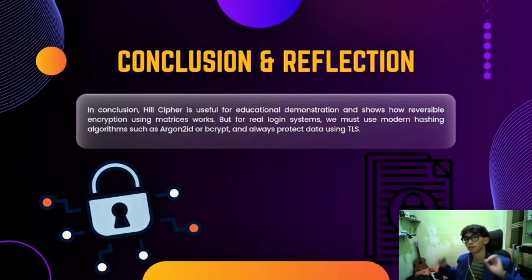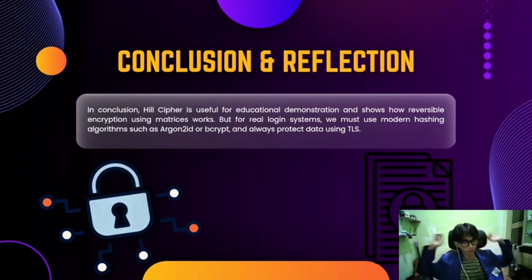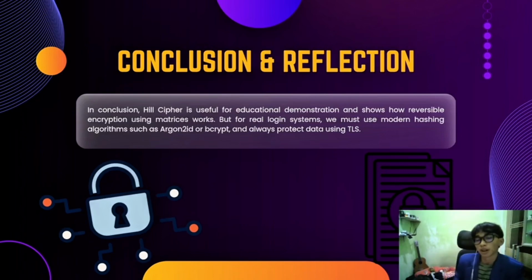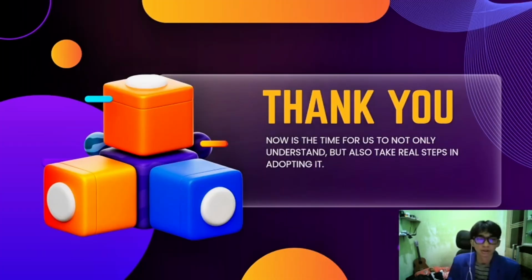And for the last, conclusion and reflection. In conclusion, Hill cipher is useful for educational demonstration and shows how reversible encryption using matrices works. But for a real login system, we must use modern hashing algorithms such as Argon2id or Bcrypt and always protect data using TLS. So that's all for my presentation.